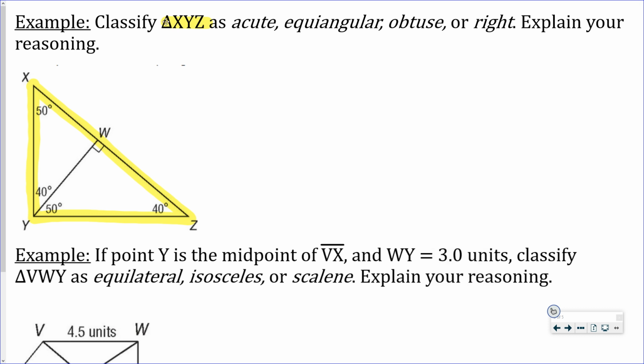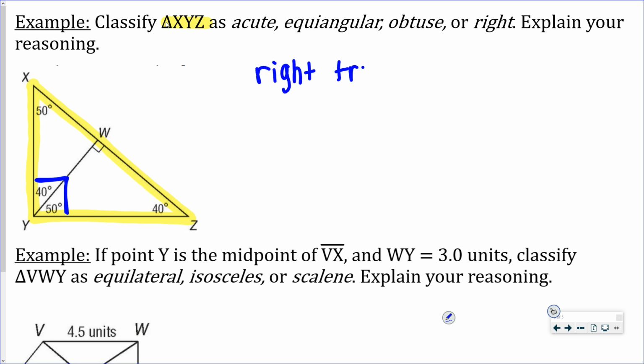So looking at the angle measures, I have 50 degrees, 40 degrees. And using my angle addition postulate, Alejandro, what's the measure of this angle right here? 90 degrees. 90, which makes this a right angle. Which makes this what type of triangle? Right triangle, yep.